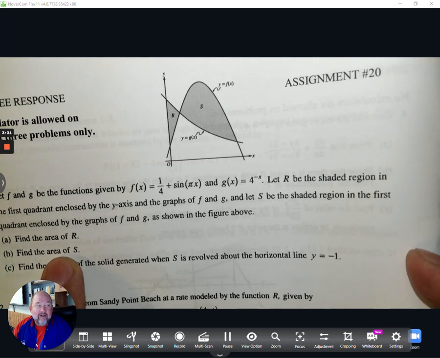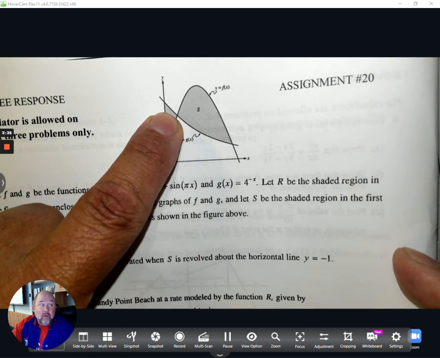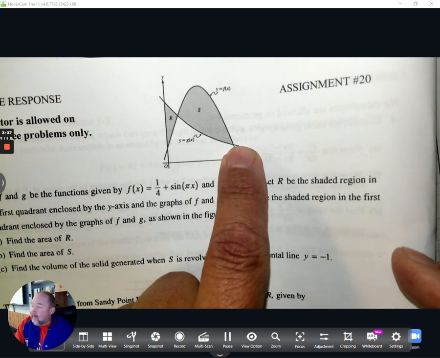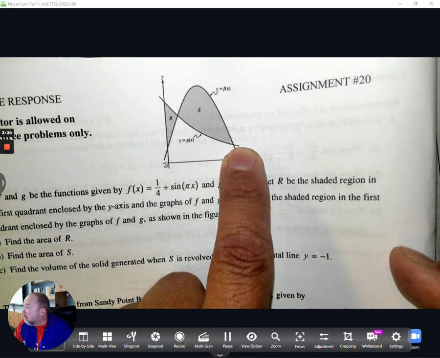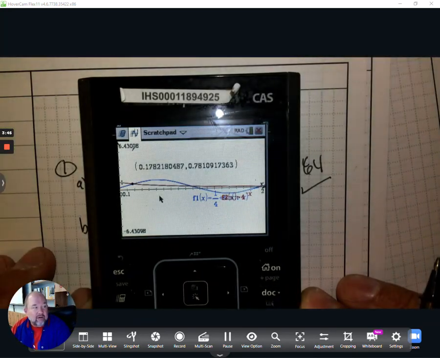Part B. The next one, area S. How do I find it? So, I already know this one. What I don't know that I need to find is the other point of intersection. So, we're going to take out the calculator again.